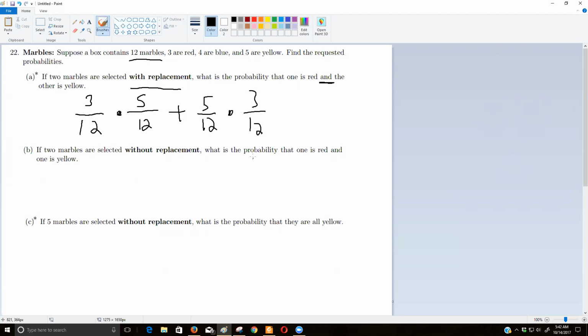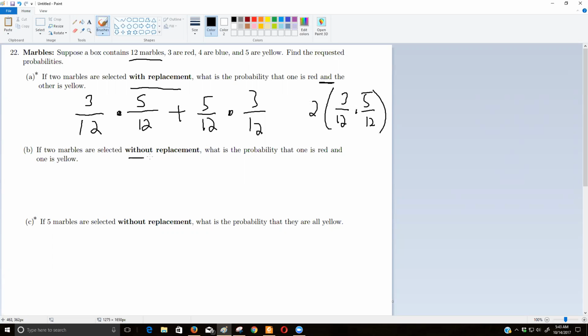And what really happens here, people are going to notice, is that another way I could do this is I could say it's 2 times 3 over 12 times 5 over 12. Because I'm multiplying, it doesn't matter which way you order them, okay? And then you just have to do the arithmetic to get it simplified, and I'll let you do that.